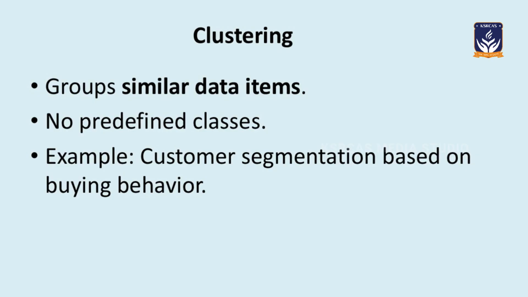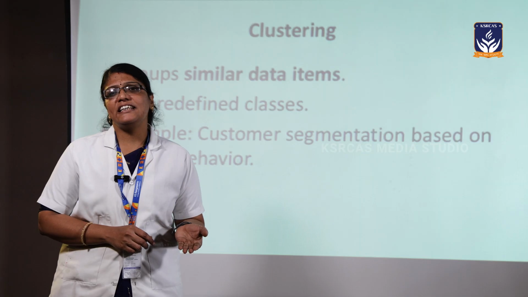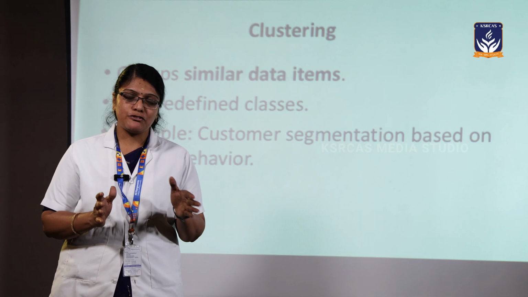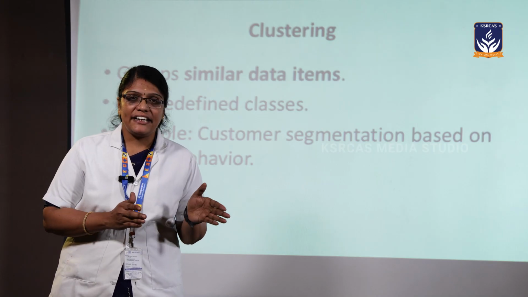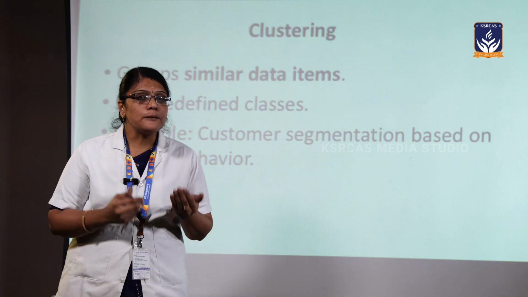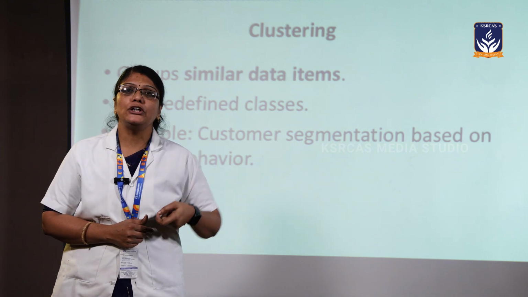The next one is clustering. Clustering means grouping similar data items. Let's take an example of student mark analysis. Here we have a set of student marks like 90, 70, 60, 10, 20. Clustering helps to group the scores into high score, medium score, then low score.